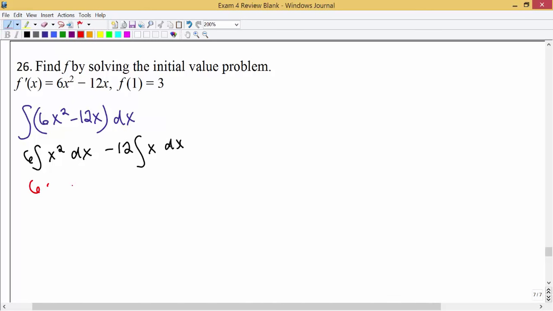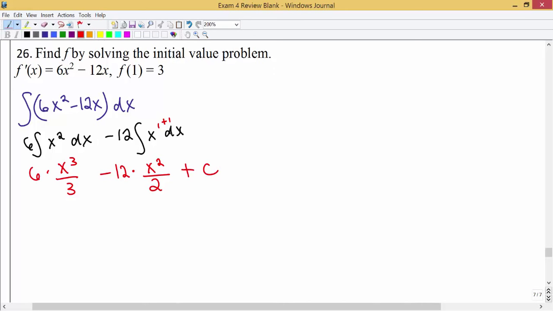And I get 6 times, add 1 to the power, divide by the new power, minus 12 times, once again add 1 to the power, so it's already 1, so we're going to add another 1, so we get x squared, divide by the new power, and then we'll include our plus c, that constant of integration, since we're dealing with an indefinite integral. So let's simplify a little bit. So we know that our original function f would look like 2x cubed minus 6x squared plus some constant c.